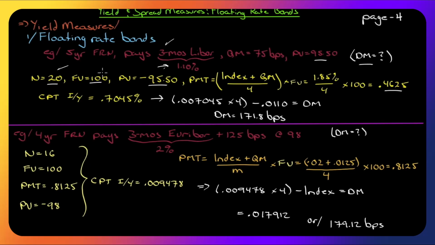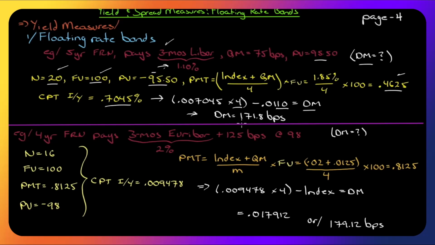So I got my N, I got my FV, my PV, and I've got my payment. Compute my yield to maturity. It is 0.7045, but that's quarterly. So I annualize it, right? Multiplied by 4 and subtract 1.1%, which is 3-month LIBOR. That'll give me my discount margin. My discount margin here is 171.8 basis points.